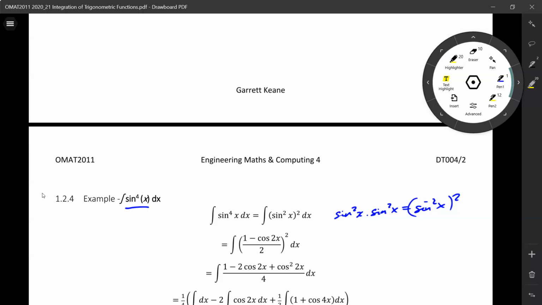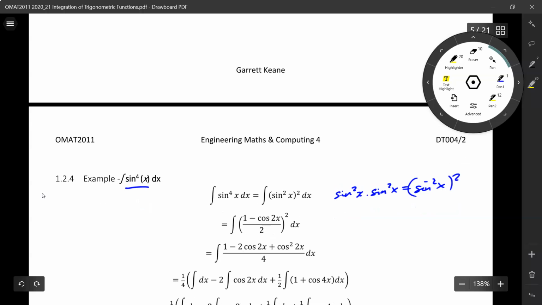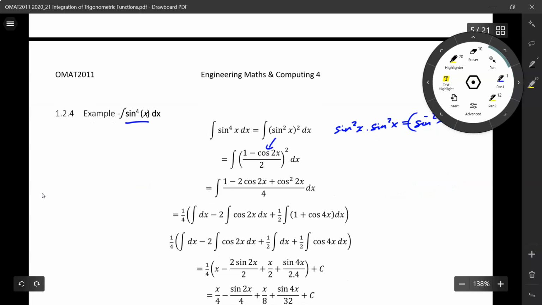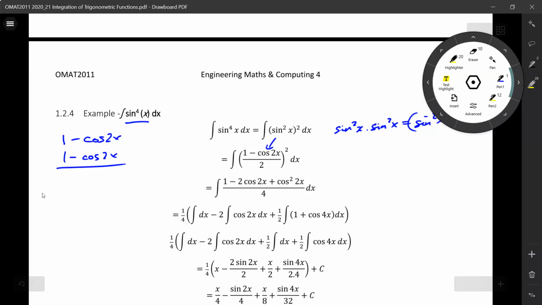Okay, and then when you've done that, you have to apply the rule that we had before. So we use the first rule, sine squared x is 1 minus cosine 2x divided by 2, and you end up with this expression here, which you then multiply out. So you have to multiply out 1 minus cosine 2x times 1 minus cosine 2x.